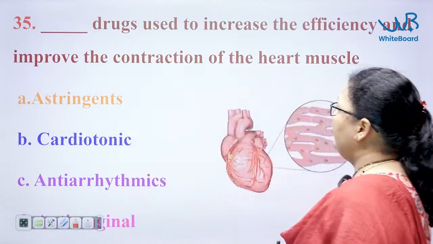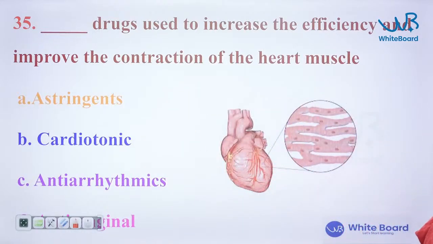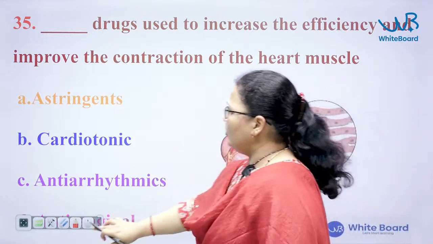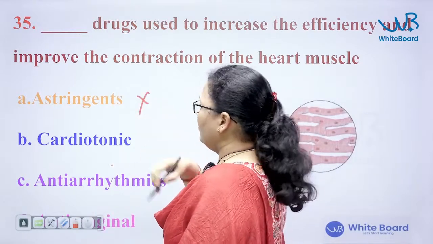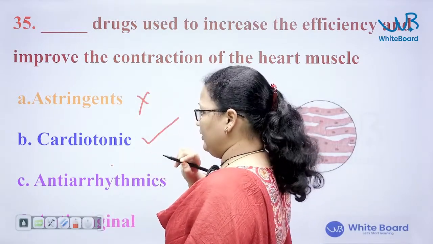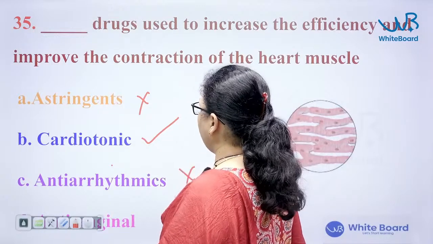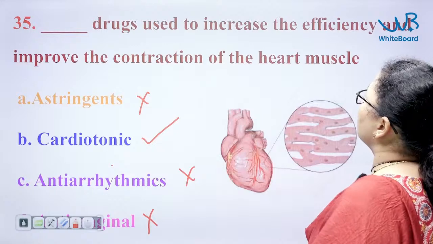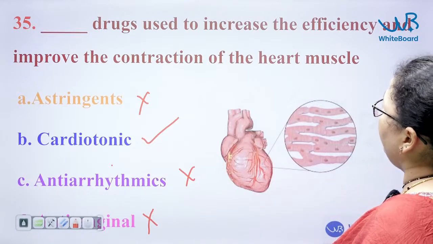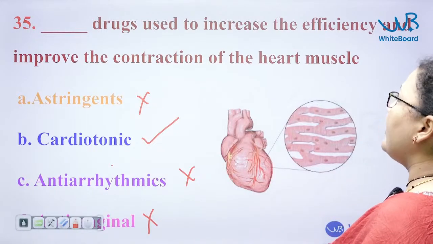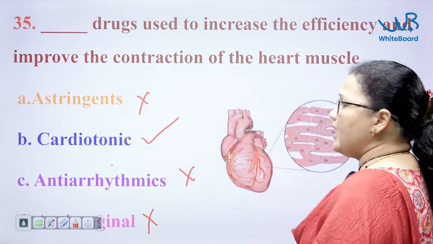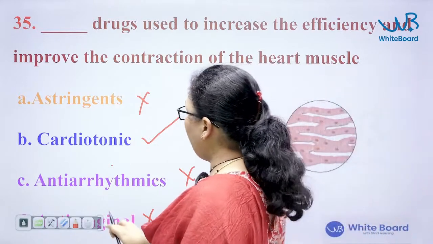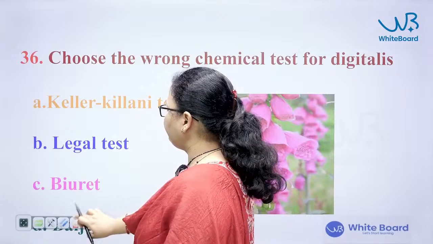Next, these are the drugs which are used to increase the efficiency and to improve the contraction of the heart muscle. Okay, astringents, no. Cardiotonic, yes. Antiarrhythmics, no. Anti-anginal, no. So, these are the drugs which are used to increase the efficiency and improve the contraction of the heart muscle. So, the correct answer is B, that is cardiotonic.